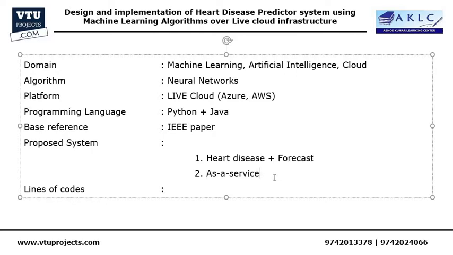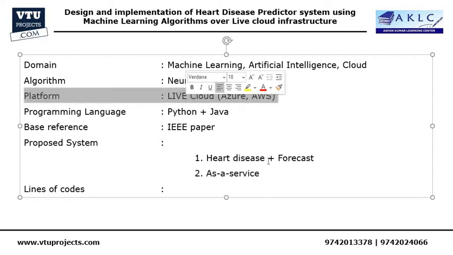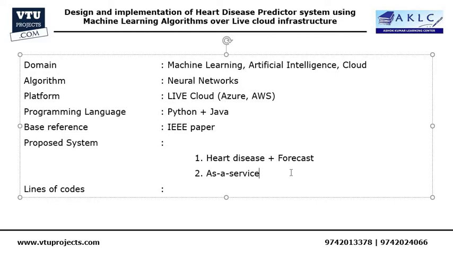Because my solution is there in the live cloud, they can readily integrate our solution into their application and predict the heart disease of their customers. If Apollo hospitals or Fortis hospitals have to use our solution, they can do that, because we are making our solution available on live cloud. That's what we are going to do as the second thing.